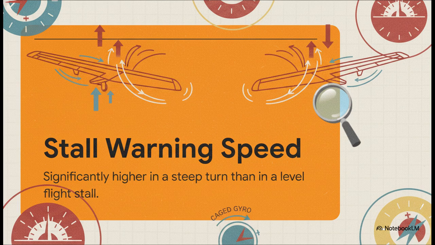Think about it. Because of that heavy G-loading we discussed, the wings are working so much harder. That means the aircraft will stall at a speed that would normally be completely fine in straight flight. Oh, and a quick safety note straight from the training manuals. Before practicing these stalls, make sure the artificial horizon is actually caged. If you don't, you risk permanently damaging those super delicate internal gyros.